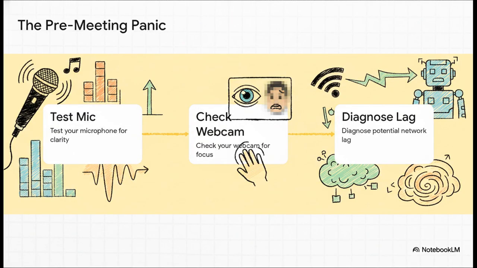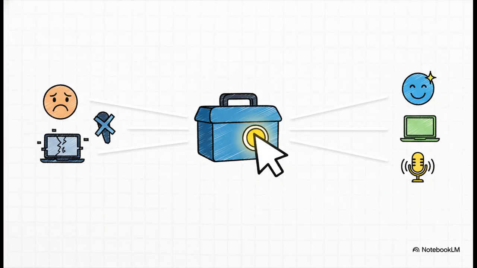You're frantically scrambling, trying to test your mic for clarity, checking your webcam to make sure you're not just a blurry mess, and desperately trying to figure out if network lag is about to make you sound like a robot. It's a stress we know all too well. But what if just one click could solve all of that? I mean, really, that's the whole promise behind the online toolbox we're diving into today.